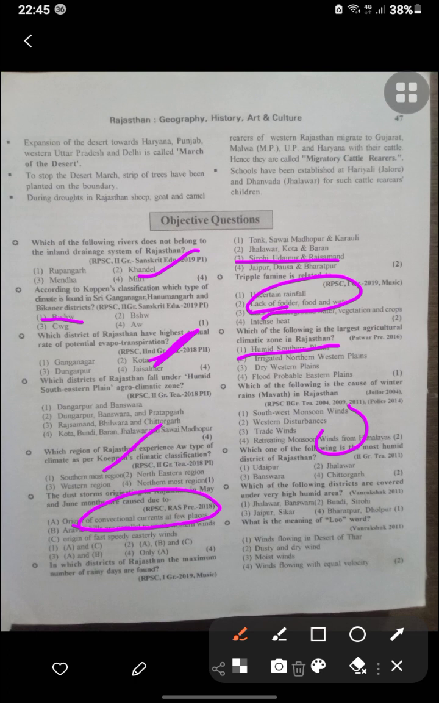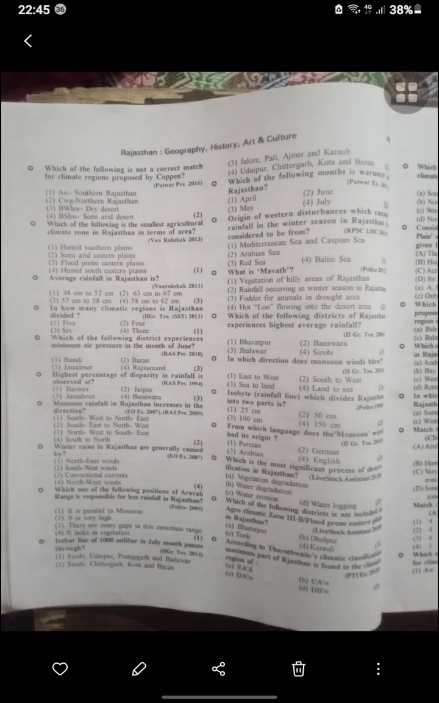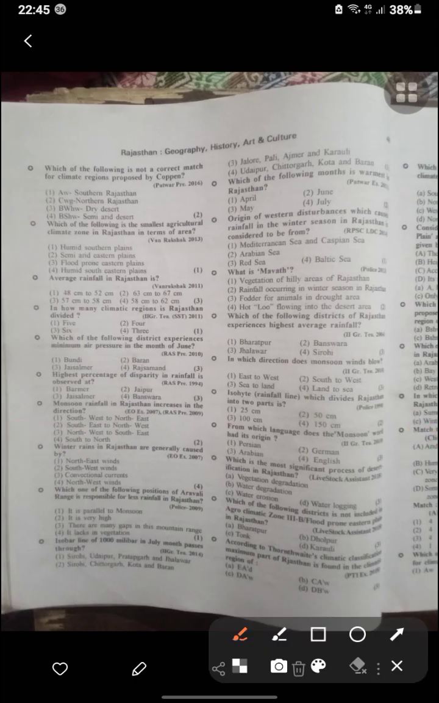Which of the following is the Loo? That was dusty and dry wind, that is the Loo. Which of the following correctly matches the climate region proposed by Köppen? That was Cw, northern Rajasthan is not. Aw is southern Rajasthan, BSsw is semi-arid. Which is the smallest agricultural climate zone in Rajasthan? That was the humid region.